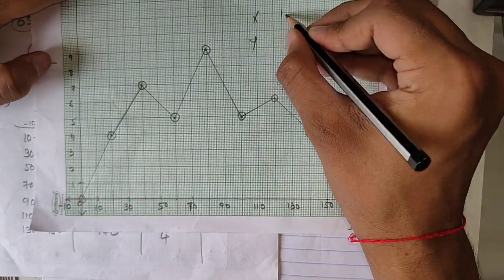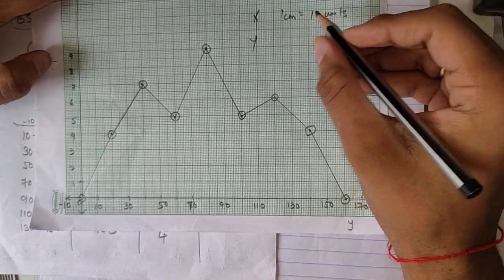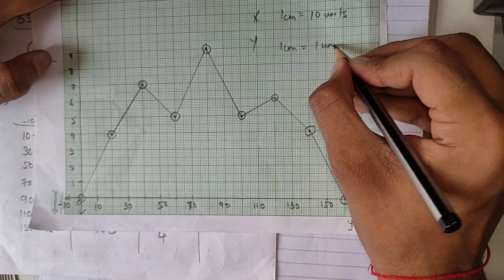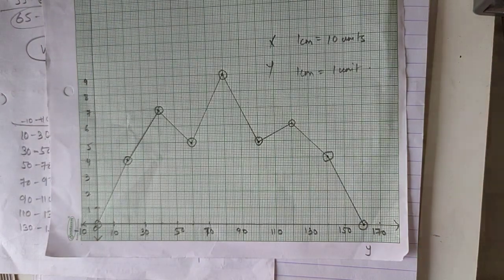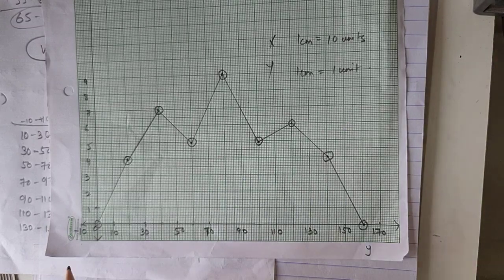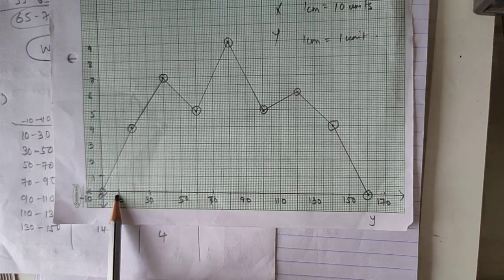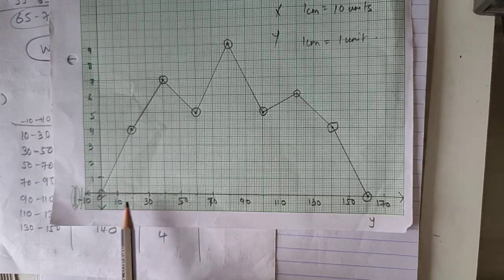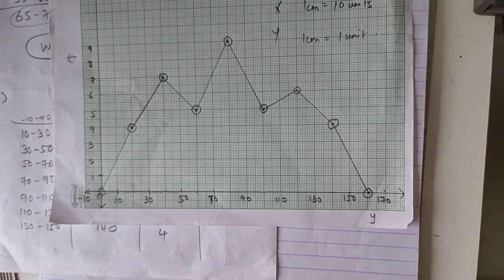Your scale on the x-axis, 1 centimeter will be equal to 10 units. Those who are using 2 centimeters, just double the values. And on the y-axis, 1 centimeter is equal to 1 unit. I hope you have understood the graph properly. And there is no need of a kink here, because every distance is the same, like 0 to 10, then 10 to 20, 20 to 30, 30 to 40. This 1 centimeter is the same everywhere, so no need of a kink. This is how you will draw the frequency polygon.